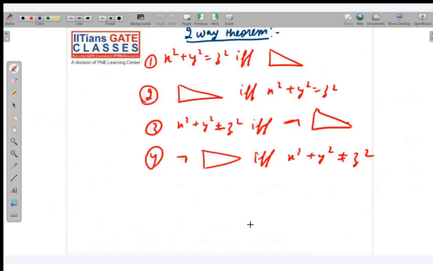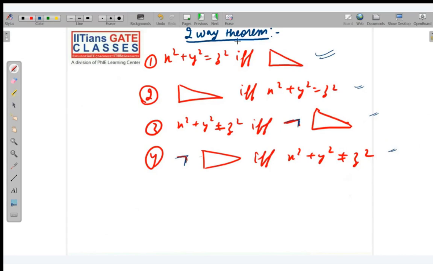So yeah, I have explained the two-way theorem. I'm not writing "right angle triangle" in full, I have just abbreviated it to save time. x square plus y square is equal to z square if and only if the triangle is right angled. This statement is 100% true. The triangle is right angled if and only if x square plus y square is equal to z square. This is also true. Now, x square plus y square is not equal to z square if and only if the triangle is not right angled. This is also true. And the triangle is not right angled if and only if x square plus y square is not equal to z square. This is also true. Okay.